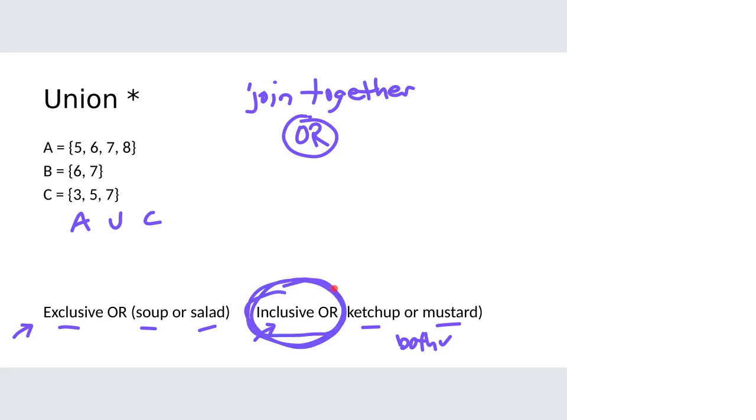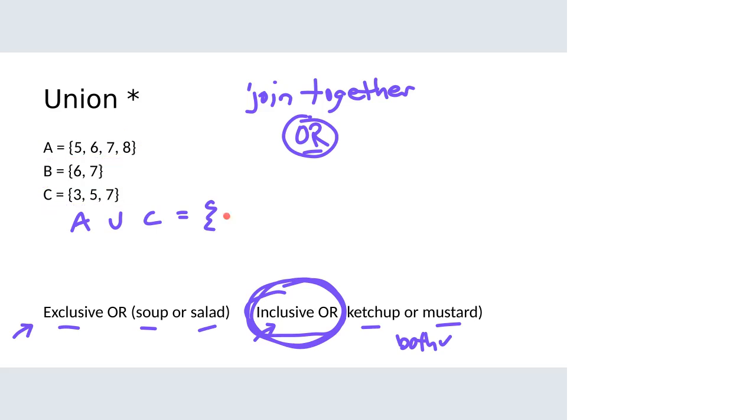So when we say A union C is the elements that are in A or in C, that means if you're in A, we keep you. If you're in C, we keep you. If you happen to be in both, great, we'll keep you too. So we're keeping all of A, we're keeping all of C. So when we join these sets together, A union C would be this 5, 6, 7, 8 joined with 3, 5, 7.